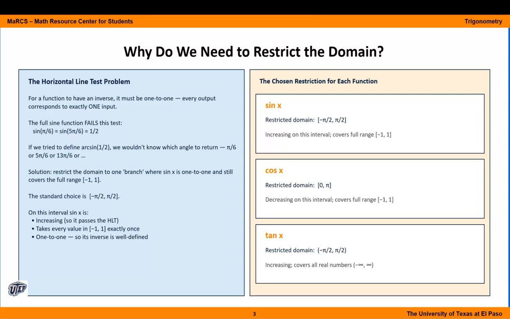So what do we do? We restrict the domain to a region where the function is 1-to-1. For sine, we use the interval from negative pi over 2 to positive pi over 2. On that interval, sine is increasing and takes every value between -1 and 1 exactly once. We'll do something similar for cosine and tangent, choosing intervals where each function behaves nicely and is 1-to-1.